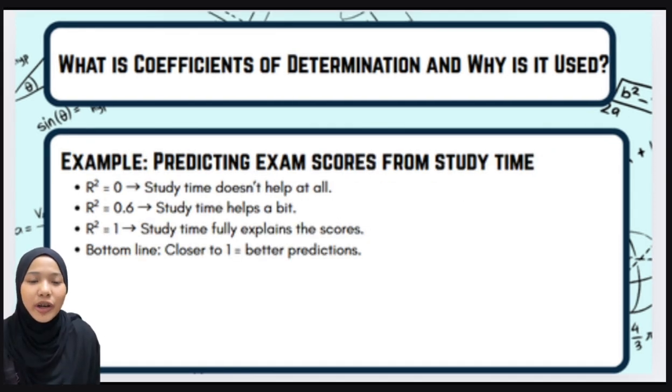So here we showed an example predicting exam score from the study time. R square equals 0, so the study time does not help at all. If R square equals 0.6, that means the study time helps a bit. If R square equals 1, study time fully explains the score. Bottom line, close to 1 equals better prediction.